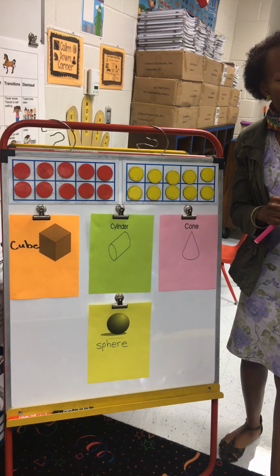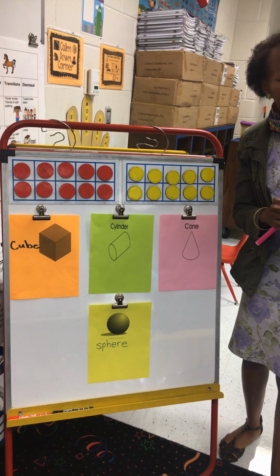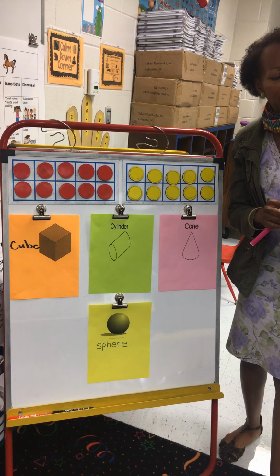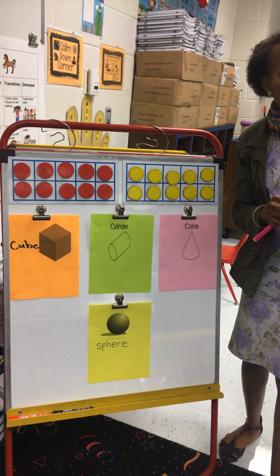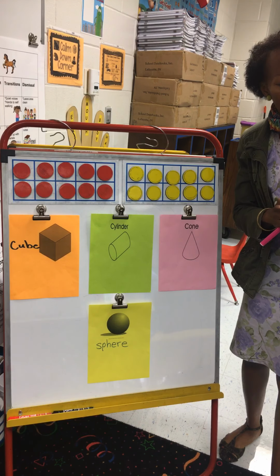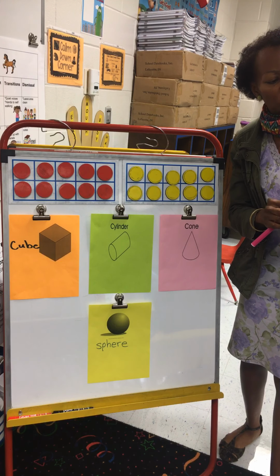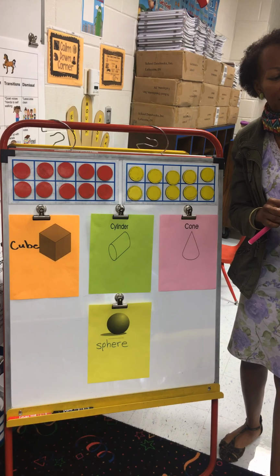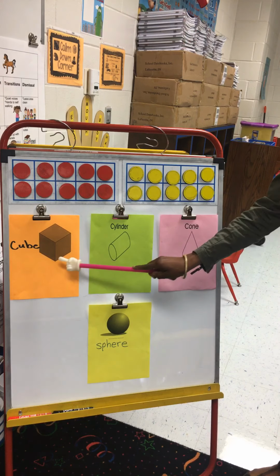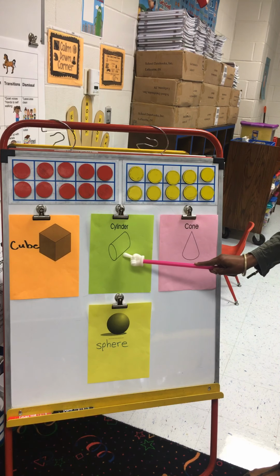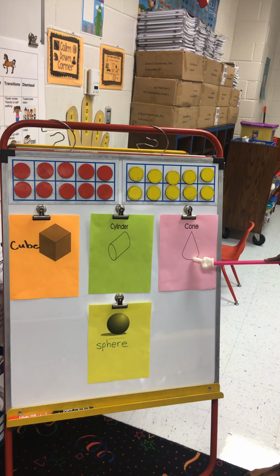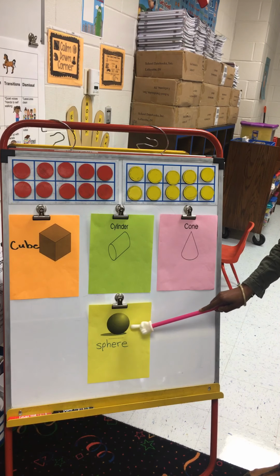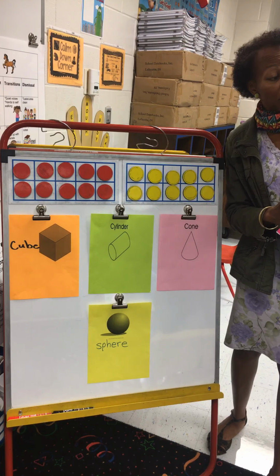Learning target: I can identify 3D shapes: cubes, cylinders, cones, spheres. Number 1 directions: Point to each 3D shape below and say its name: cube, cylinder, cone, sphere.